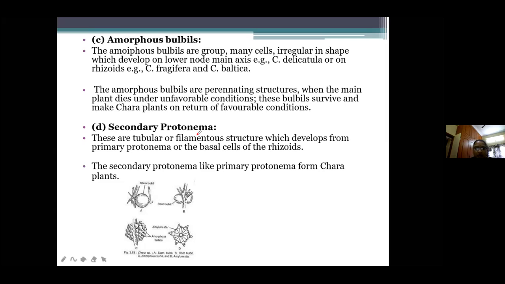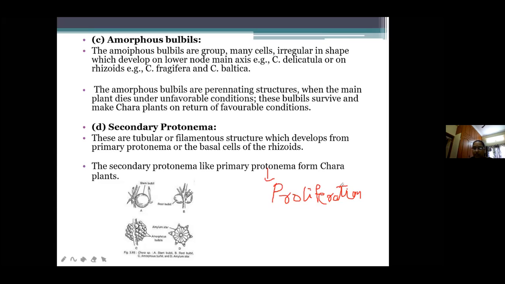The secondary protonema is like the primary protonema from Chara plants. Another important thing, this method of protonemal outgrowth is known as proliferation. I will write here. Very important, sometimes in competitive exams, if you are asked how to identify proliferation: where the protonema outgrowths are there in Chara, in those places you can observe proliferation. This is the proliferation.